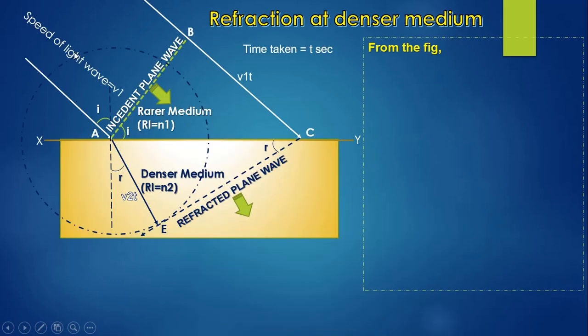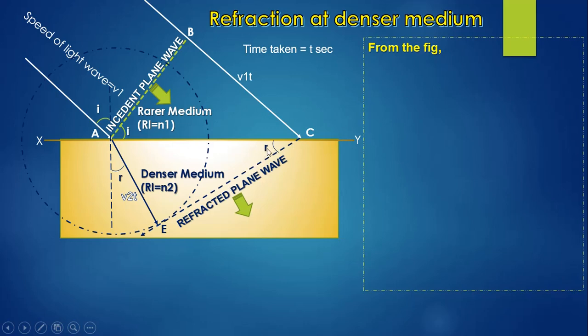Now we have this diagram ready for the derivation of Snell's law. With the help of this diagram, we are going to derive the equation of Snell's law. For that, we take two important triangles: ABC and AEC. In triangle ABC, the angle BAC is I. For this angle, the opposite side is BC and the hypotenuse is AC.